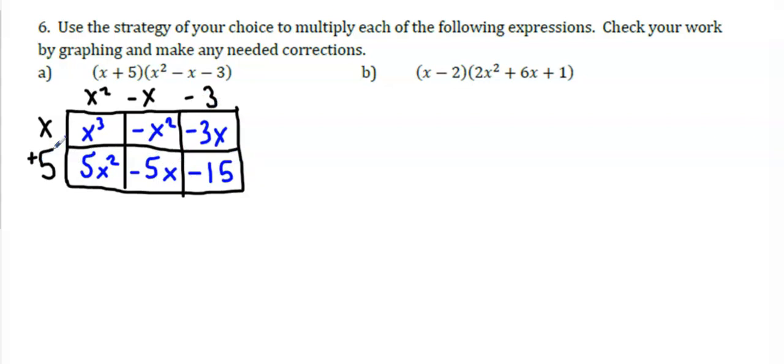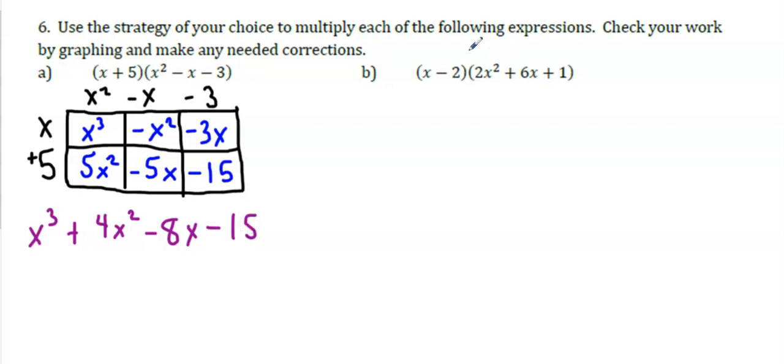Now I'm going to combine like terms. I only have one x cubed, so I'll write that down. Now when I look at my diagonal, I have 5x squared plus negative x squared leaves me with a positive 4x squared. Negative 5x plus negative 3x is negative 8x, and negative 15 comes down.